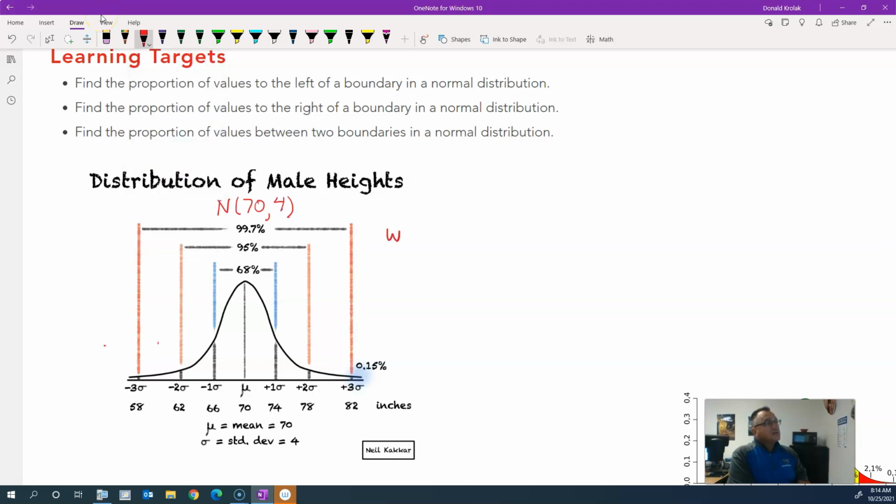If the question was, for example, what percent of males are shorter than 66 inches, which is 5 feet 6?